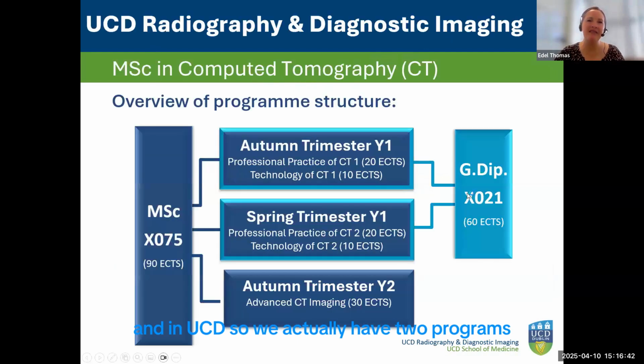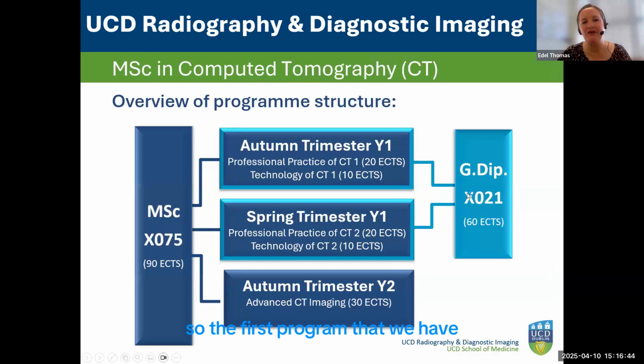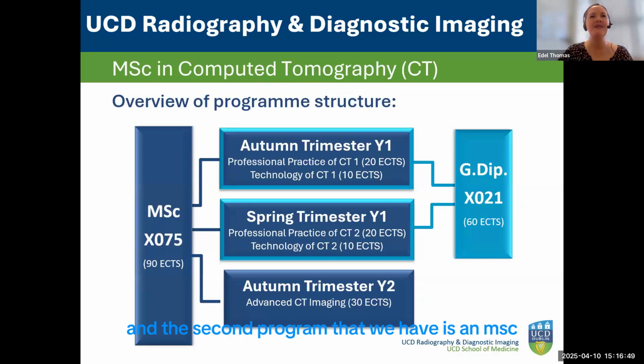So we actually have 2 programs. The first program that we have is a graduate diploma program, and the second program is an MSc program in CT. This slide just shows you an overview of the structure of those 2 programs and when each of them occurs and which modules are involved for each of the 2 different programs.